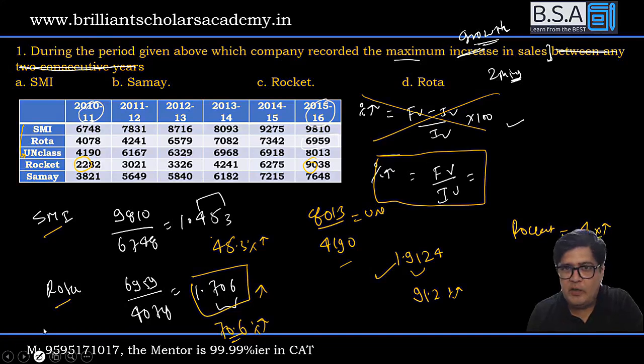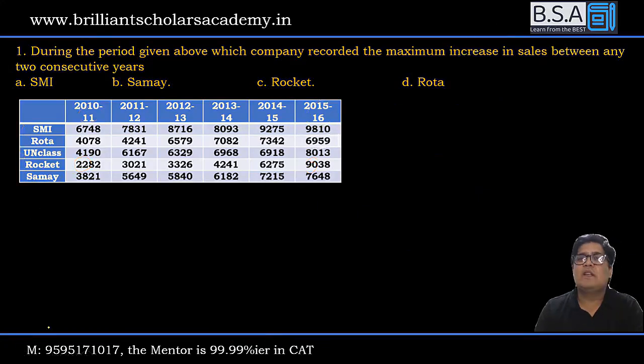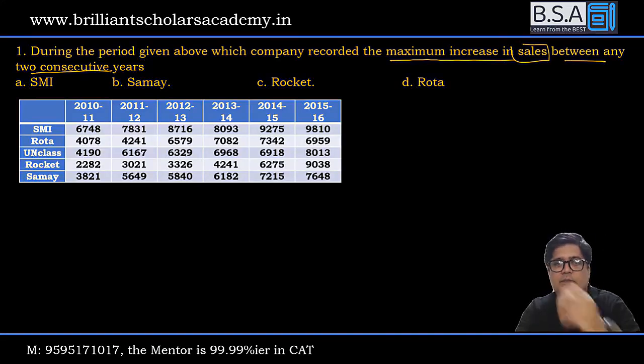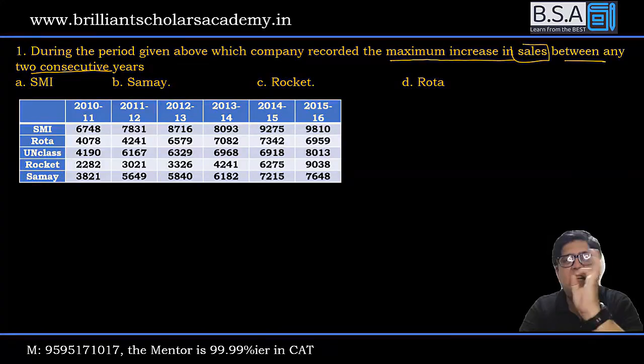I modified the problem to give it to you. What is the original form? Which of these has shown maximum increase in sales between any 2 consecutive years? Start. Between any 2 consecutive years, which of these companies has shown maximum increase in sales?